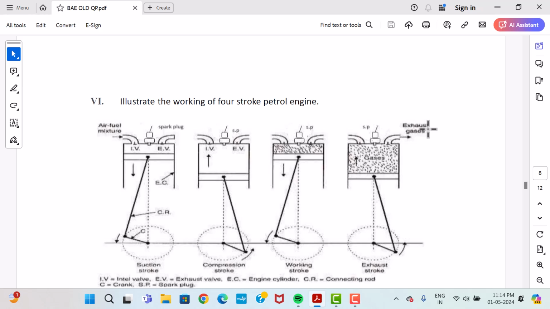So now 720 degrees, that means two revolutions of the crankshaft, is completed. That means out of four strokes, we are getting only one stroke, the power stroke, in two revolutions. That energy is utilized for providing the suction stroke, compression and exhaust stroke, etc. This is the working of the four stroke petrol engine.